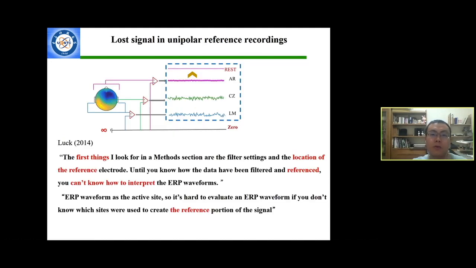Luck says that the first things I look for in a method section are the filter settings and the locations of the reference electrodes. Until you know how the data have been filtered and referenced, you can't know how to interpret the ERP waves. The ERP wave has an active site, so it's hard to evaluate an ERP wave if you don't know which sites were used to create the reference portion of the signal.